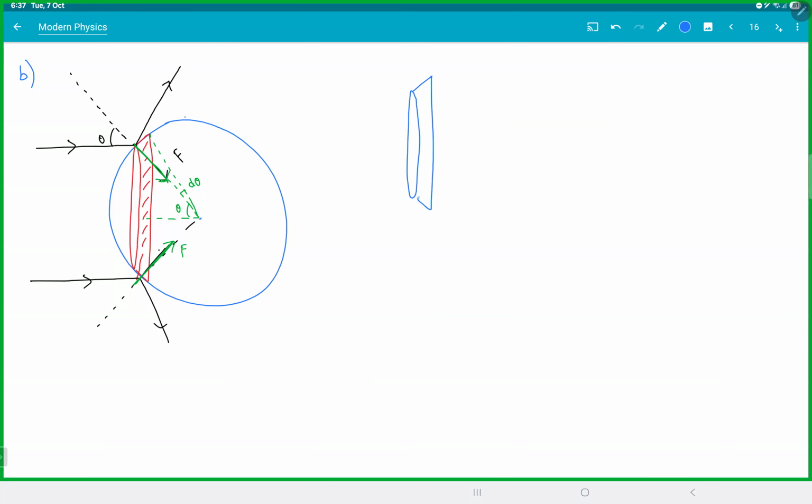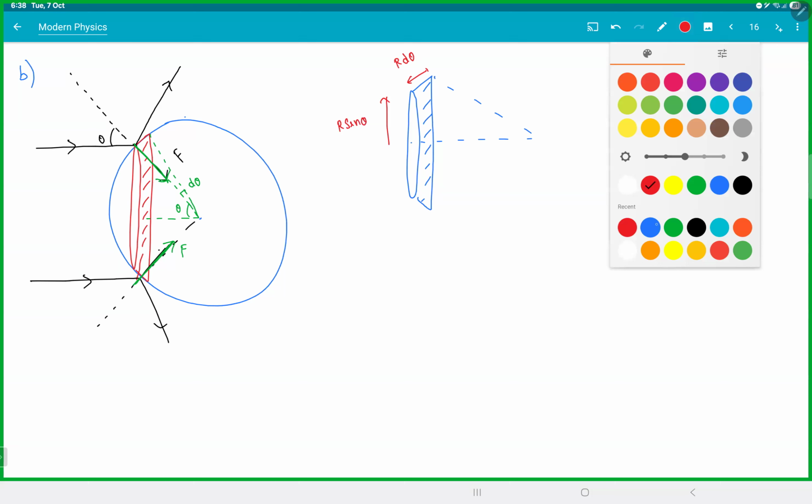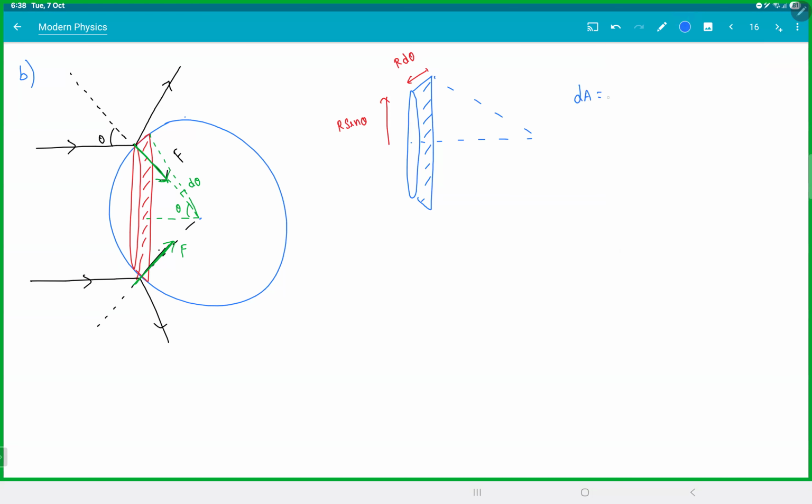again, I'm exaggerating this. This length here is r d theta. This radius here is r sine theta. So if I open this ring, I will get the surface area dA, which will be the circumference 2 pi r sine theta into the width r d theta.